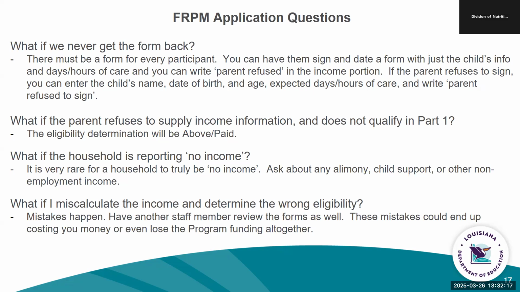That can be a risky adventure right there. So if you meet them at the door and you help them fill it out right there, that tends to be a best practice. So if they refuse, again, have them draw a line through it, and they're going to be above and paid. Have them fill out the rest of the form to where they're giving you permission to claim, and they're stating when the child will come.